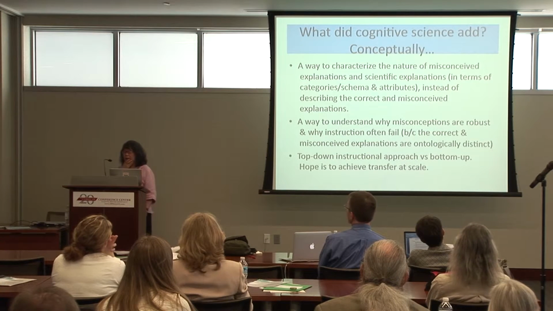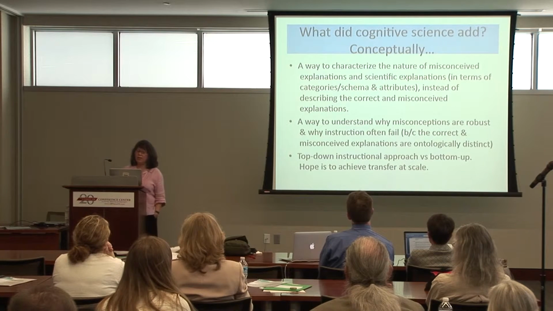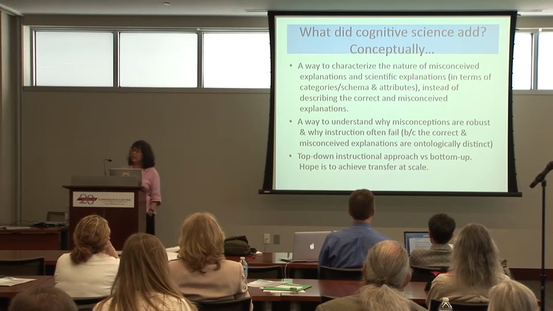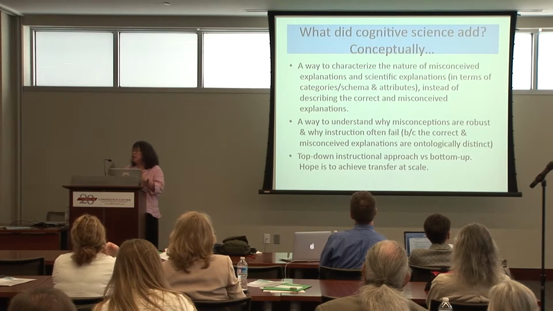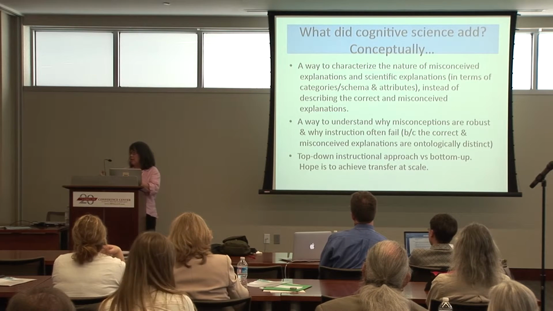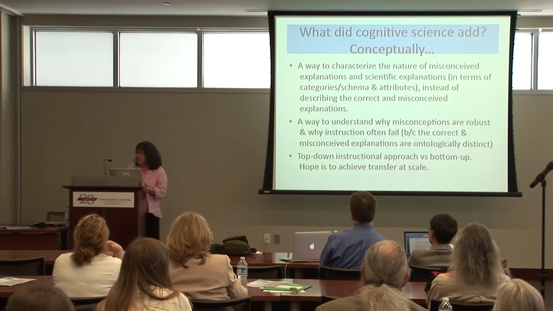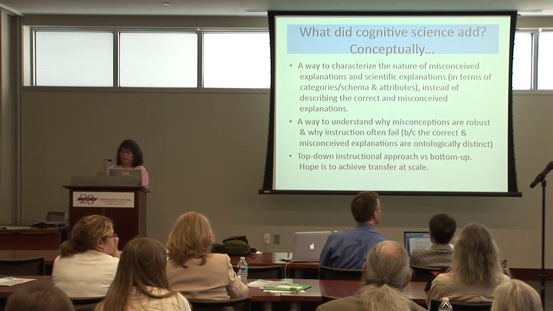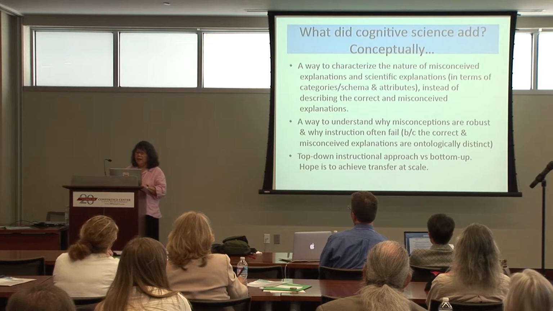So Christine asked me to talk about what cognitive science added to this research. Conceptually, it added a way to characterize the nature of misconceived explanations and scientific explanations, instead of just describing what's the correct and incorrect concept by concept. It contributed to a way to understand why misconceptions are robust and why instruction often fails, because they're so ontologically distinct that it's difficult to just move from one to the other.